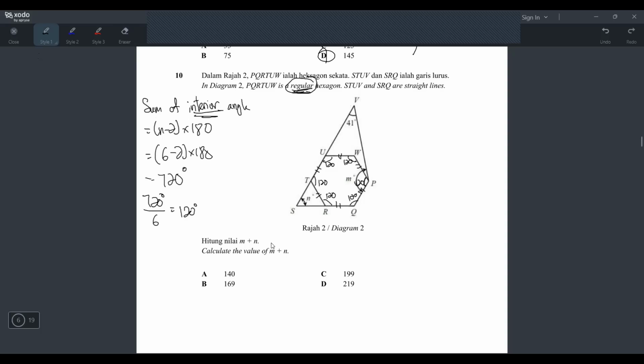Okay, after we know this, we still haven't got our answer yet, because I want to find m plus n, right? Okay, look carefully at your m. Your m is not 120, your m is actually 120 plus this small part, right? So I don't know this small part. So how do you do it?